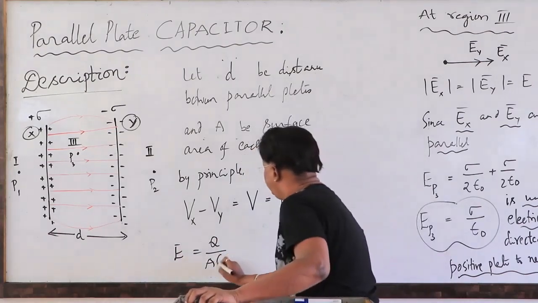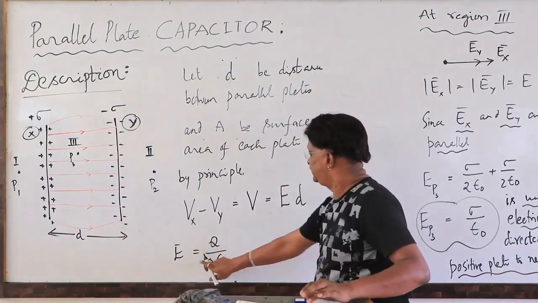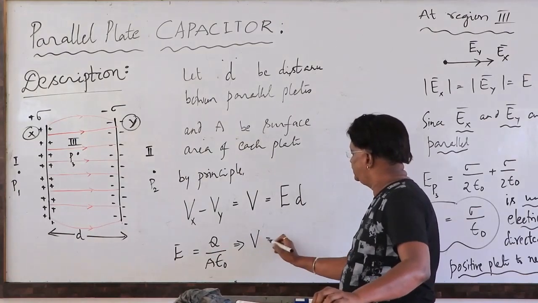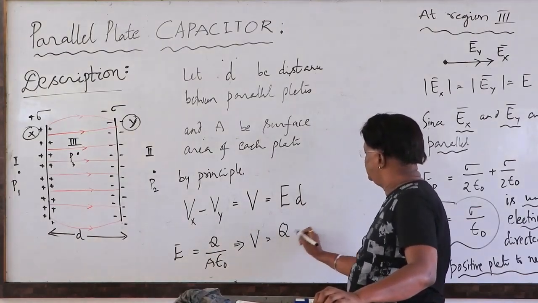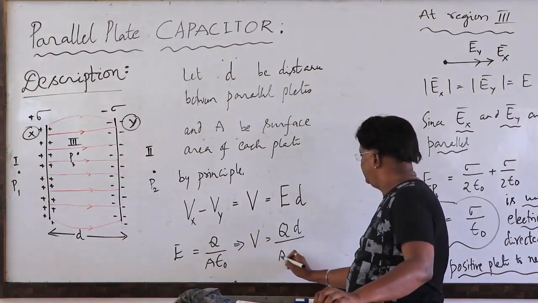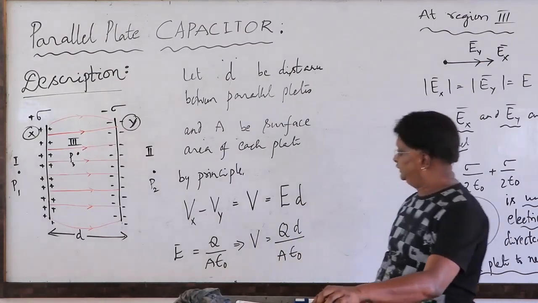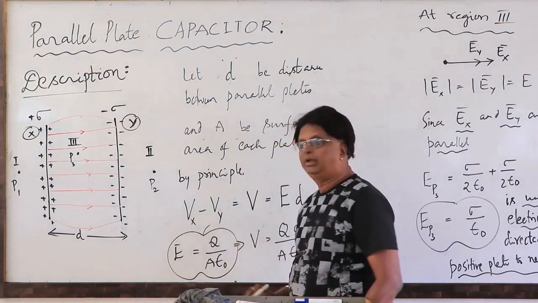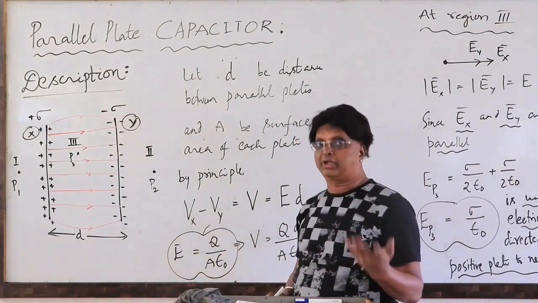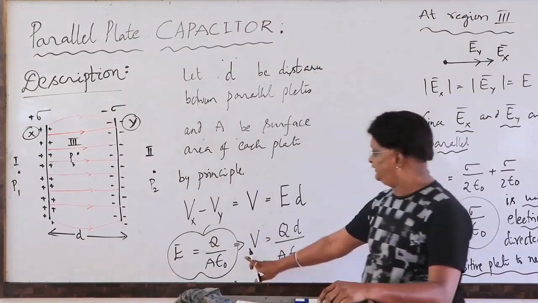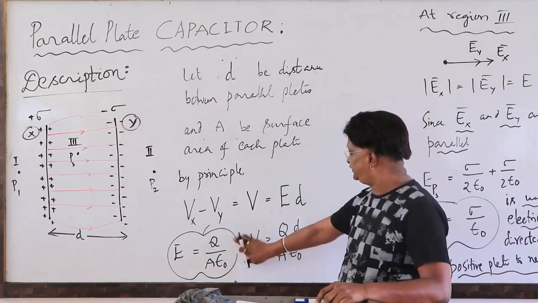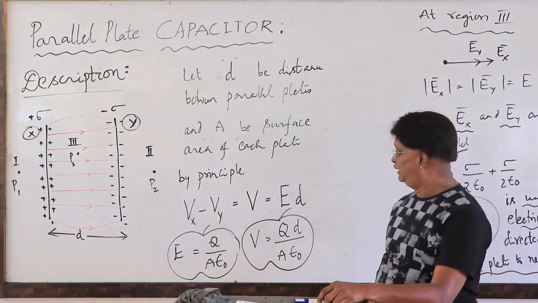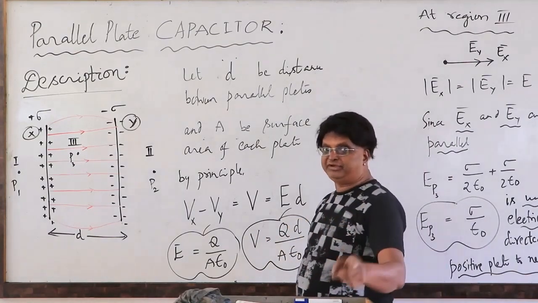Q by A epsilon naught, because it is Q by A, which implies V is equal to E times d, and that gives Q d by A epsilon naught. But here all the expressions are very important. Afterwards, what you have to do about the capacitor is remember all of this. This is the electric field between the plates, and this is the potential difference between the two plates, and what is the meaning of each and every term.